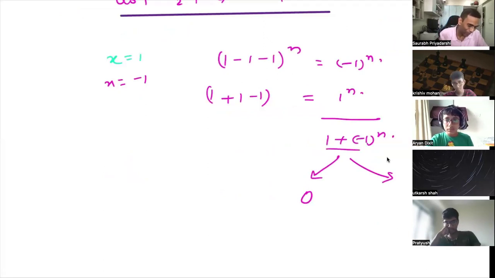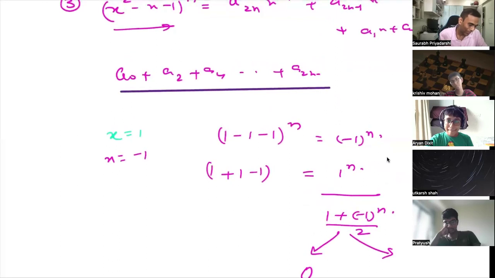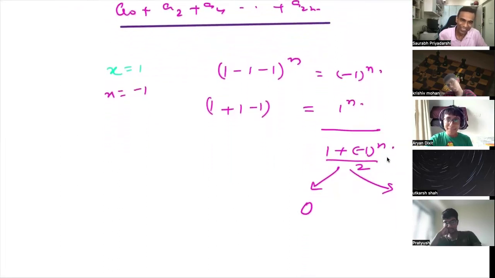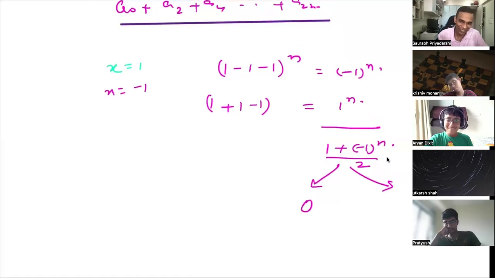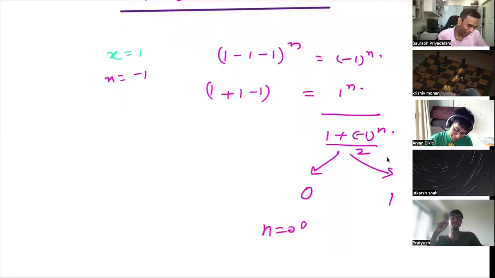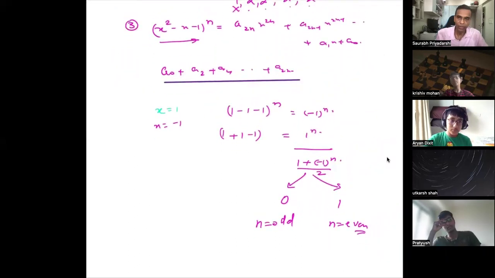Yes, but we have to divide this by 2 also, right? So 0 or 1. 0 for n odd and 1 for n even. Is this okay? Aryan, okay. Yes, sir.